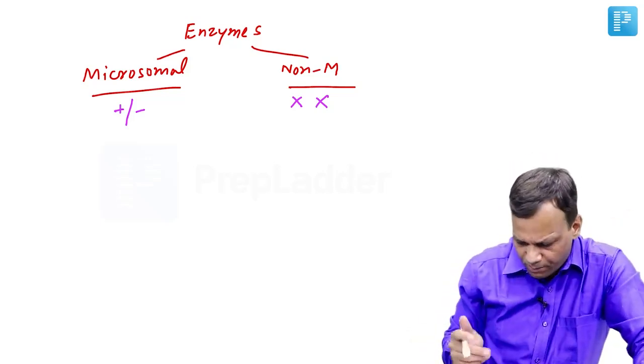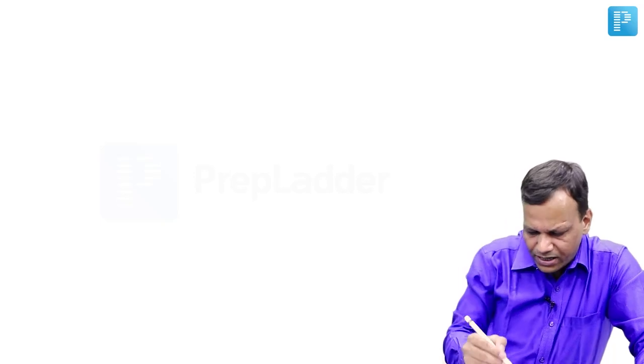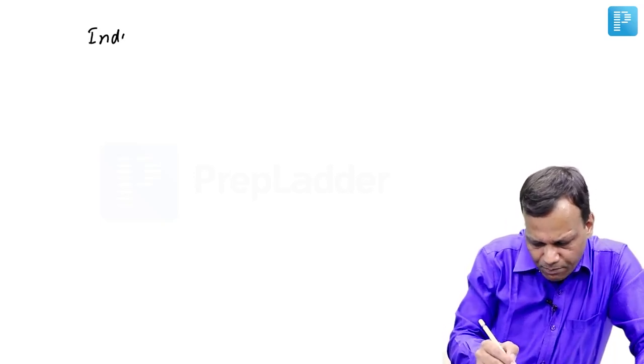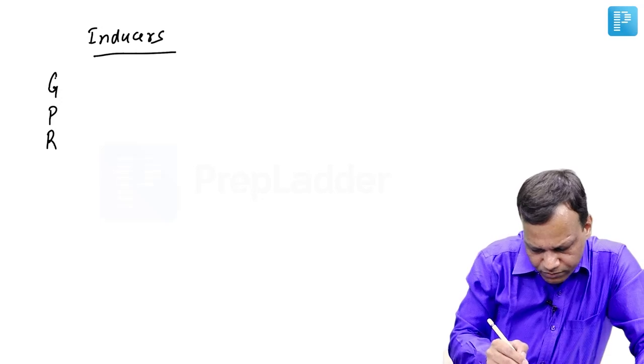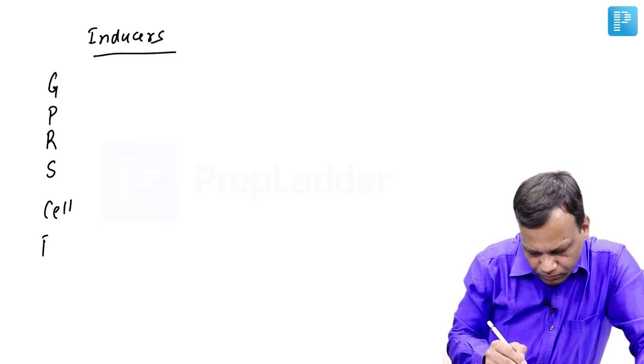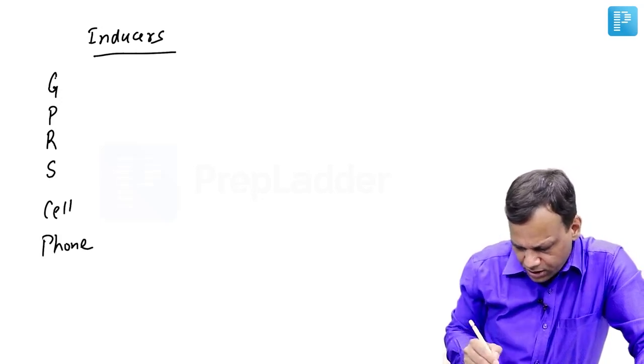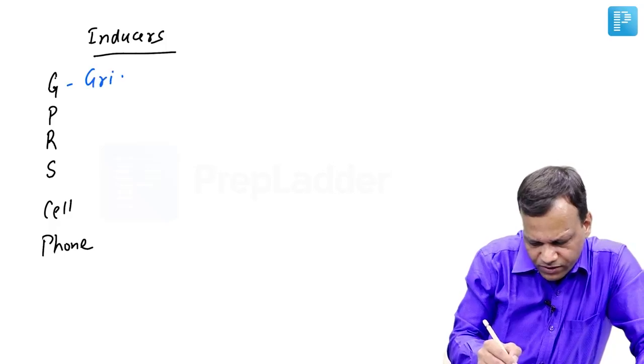Okay, so you need to remember the important enzyme inducers and important enzyme inhibitors. Important enzyme inducers you can remember as GPRS cell phone. G stands for griseofulvin.